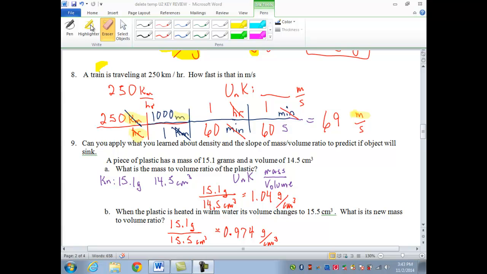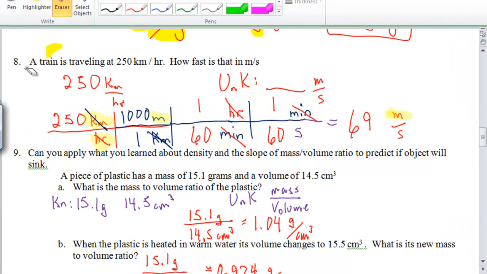This video is part 2 of the Unit 2 review for the test that's coming up. And we're looking here, starting at problem number 8. A train is traveling at 250 kilometers per hour. So we're going to put that here as our known. How fast is that in meters per second? And so we'll put that as the unknown.